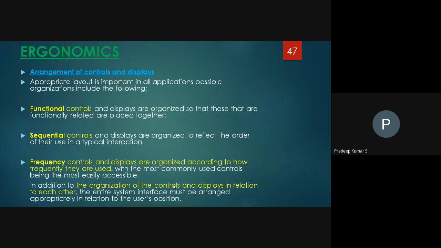Here the appropriate layout, especially three controls: functional control, sequential control, frequency control. What is functional control? Displays are organized so that related functions are placed together, in a well-designed manner. Sequential control: the display ought to reflect the order of use in a typical interaction. Frequency: how many times the display is used. So consider the three things.